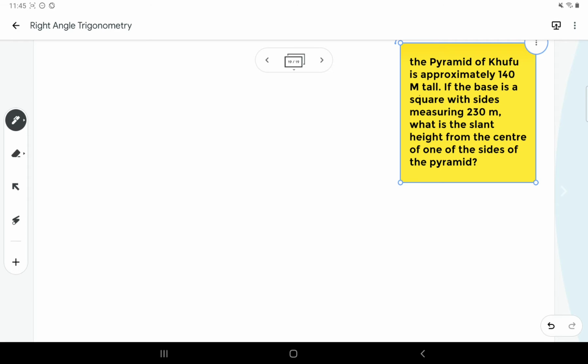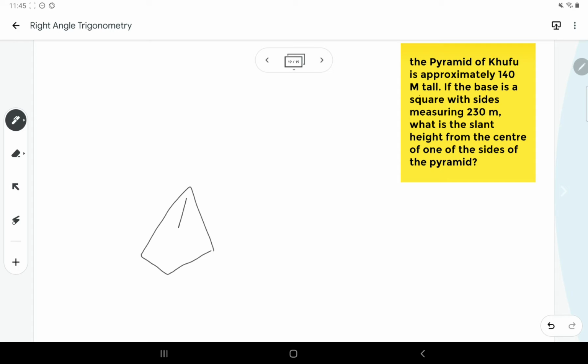So the Pyramid of Khufu is approximately 140 meters tall. So think like the Great Pyramids here. I don't know, is that a good pyramid? Close enough. If the base is a square, with sides measuring 230 meters, what is the slant height from the center of one of the sides of these pyramids? So it's asking, what is this measure? What is that slant height there?